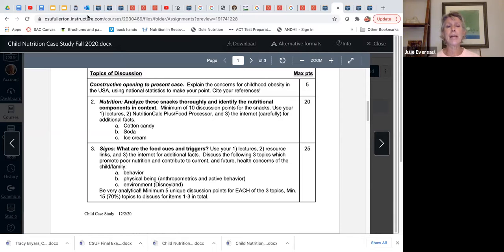So again, 3A is behavior around food, food-related behavior. 3B, physical being. Well, there's 2 things you're looking for. One is anthropometrics, all right? And the second one is active behavior. And when I say active behavior, it means physical movement, okay? Like if you were to describe me right now, you would say that she's seated and she's constantly wiggling around, or she's seated and she's tapping. Right? Those are physical movements, and those can sometimes be reflective of what we're eating.